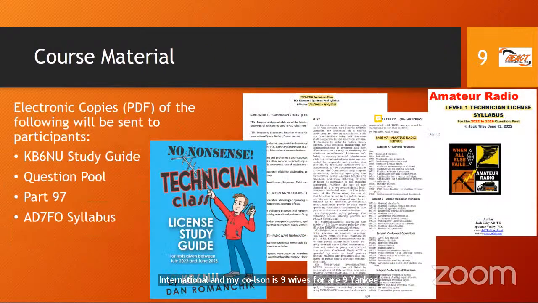All right, so we're continuing a bit. This is a slide from the previous session, just to remind everyone, we would have distributed all of the documents that you are seeing on your screen. The no-nonsense guide, the question pool itself, Part 97 regulations, and a nice document called the Level 1 Technician License Syllabus.